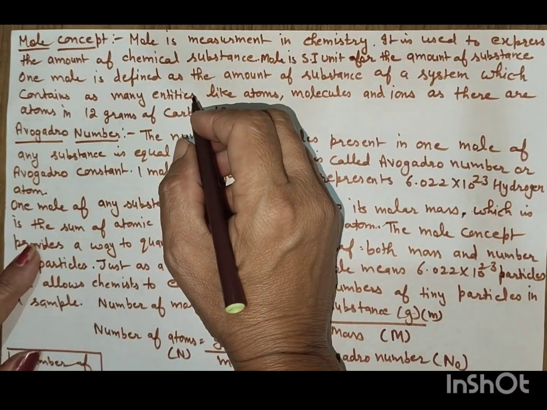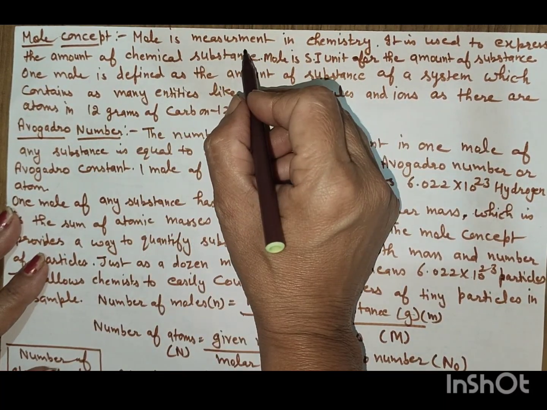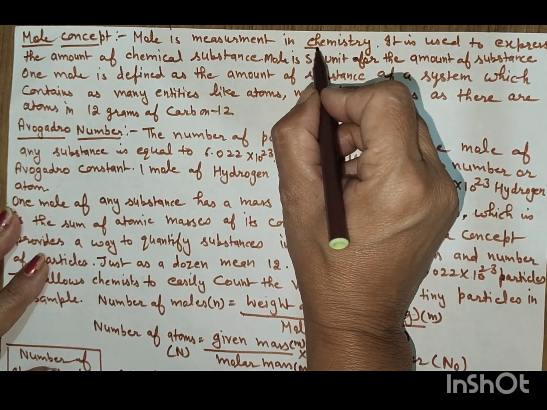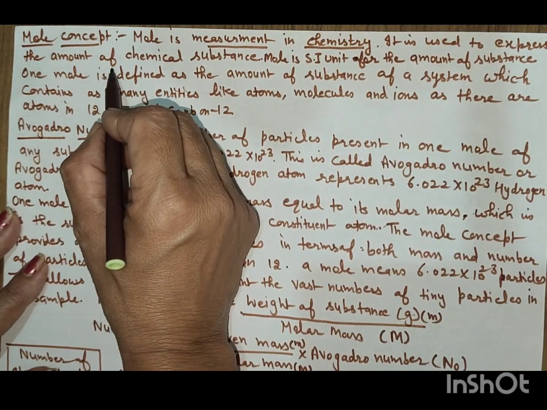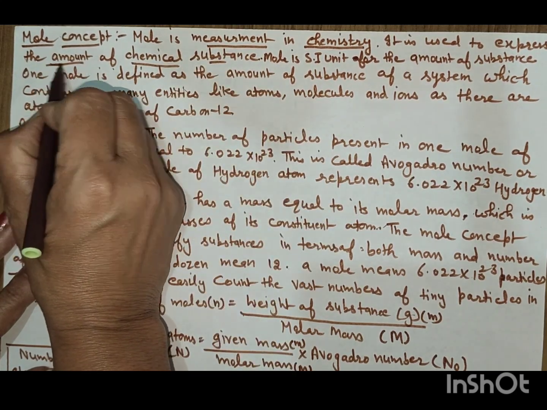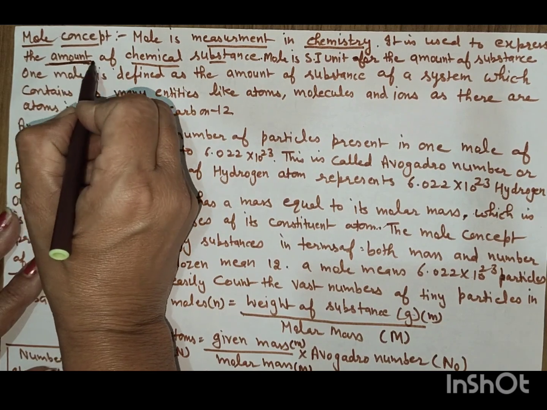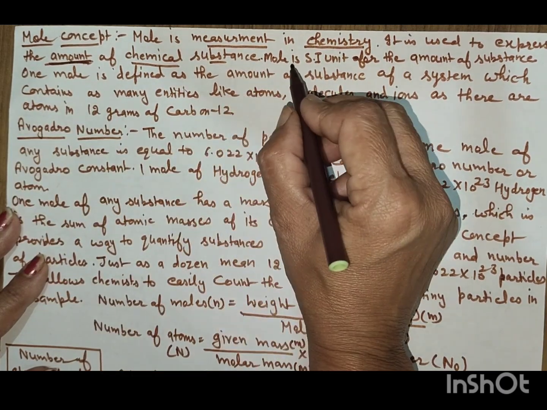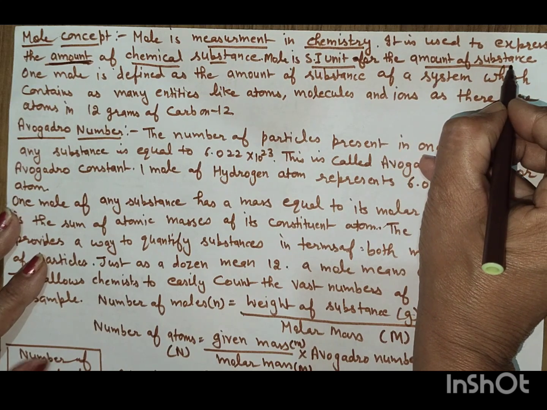Hello students, today we will discuss the mole concept. Mole is the measurement unit in chemistry. It is used to express the amount of a chemical substance. It will tell the amount of the substance present in any compound. Mole is the SI unit for the amount of substance.